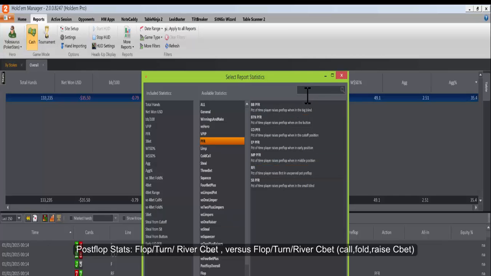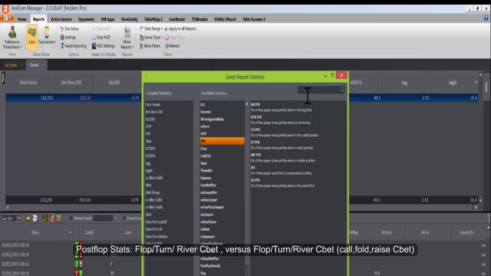Next is post-flop stats. Flop c-bet, turn c-bet, river c-bet, and versus c-bet on each street, the stats for those. Those are the most important. I find those to be a lot more important than, say, aggression factor. That's more important for fish. But against the regular, you want to be using fold to c-bet instead.